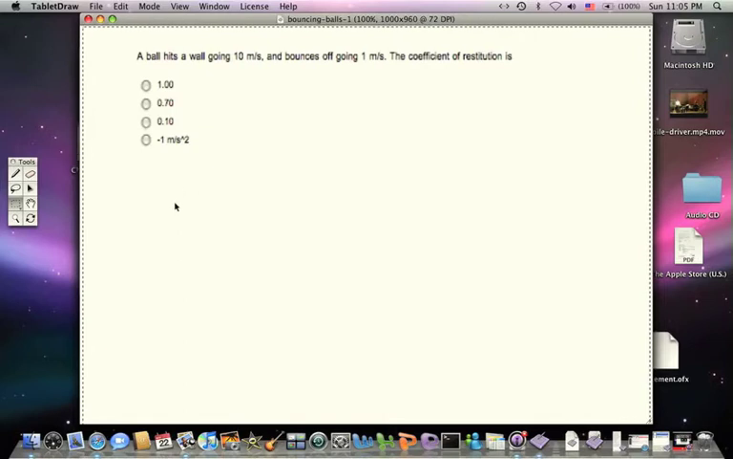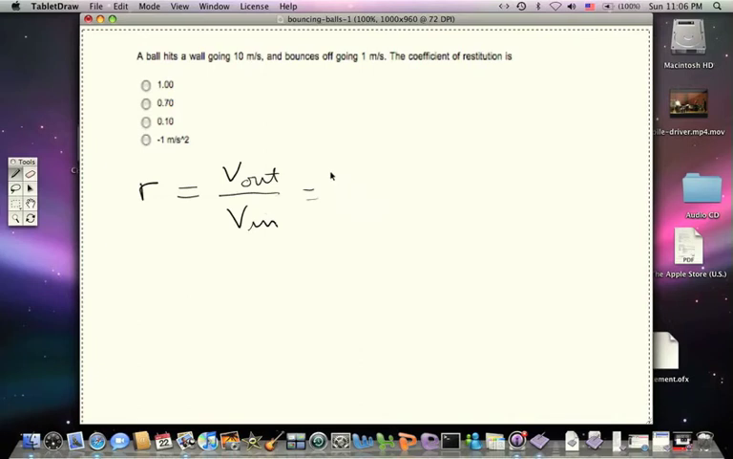is defined basically as the outgoing velocity over the incoming velocity. So if the incoming velocity is 10 meters per second and the outgoing velocity is 1 meter per second, then clearly the coefficient of restitution is 0.1. And the only one that matches that is this one.